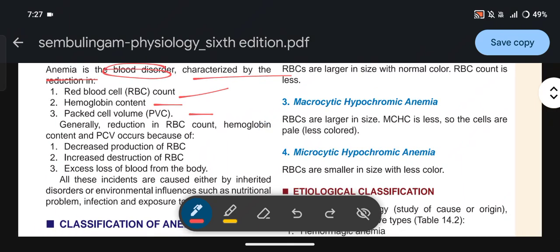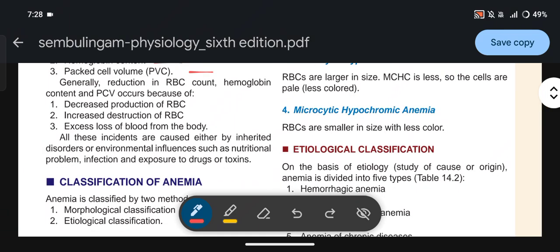Then generally the reduction in RBC count, hemoglobin content and packed cell volume occurs because of the decreased production of RBC or increased destruction of RBC or excess loss of blood from the body. So these are basically the three major reasons in which the reduction of RBC occurs: decrease in RBC production, increase in destruction of the RBC and excess loss of the blood from the body.